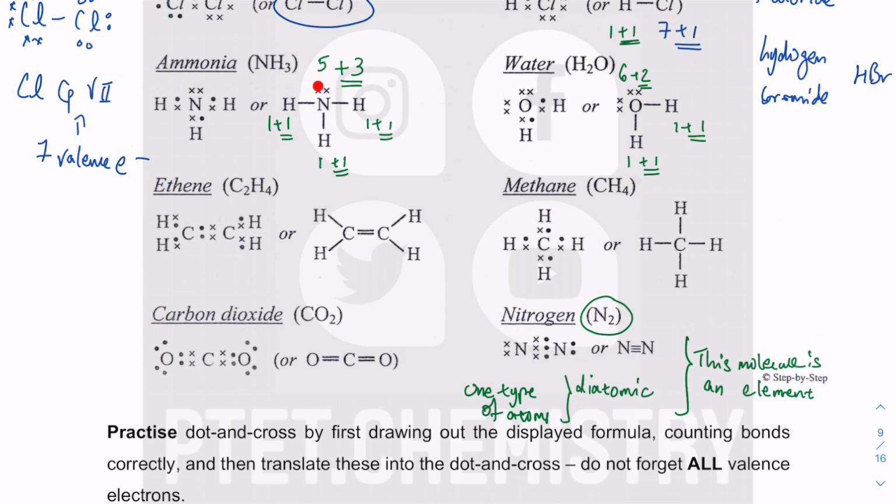Again, previously as mentioned, group 5 for the nitrogen, so 5 outer shell electrons. Look at the cross, 1, 2, 3, 4, 5. Look at the dot, 1, 2, 3, 4, 5. Why do they form a triple bond? Because nitrogen is in group 5, so it's got 5 valence electrons.